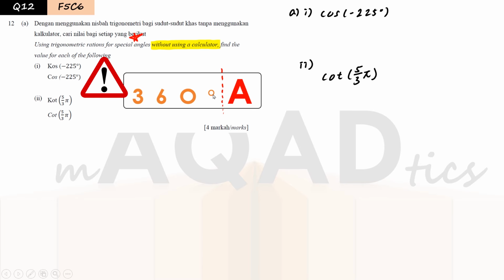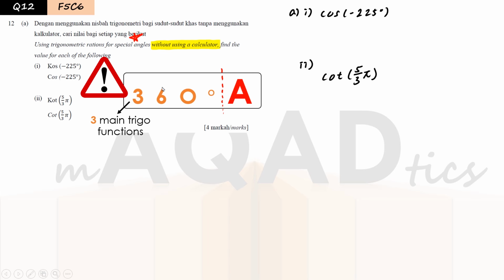Let's go through them one by one. So 3 here represents the 3 main trigo functions, which are sine, cos, and tan. Here we need to ensure that the trigo functions must be sine, cos, or tan. If it's not, for example this one which is cotangent here, we need to change it to tan or sine or cos.